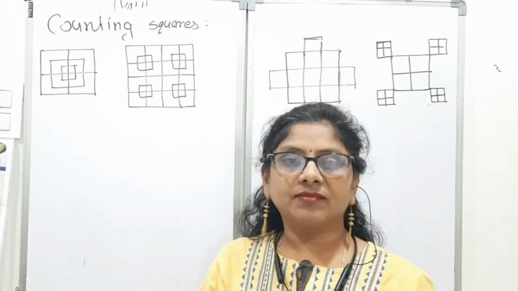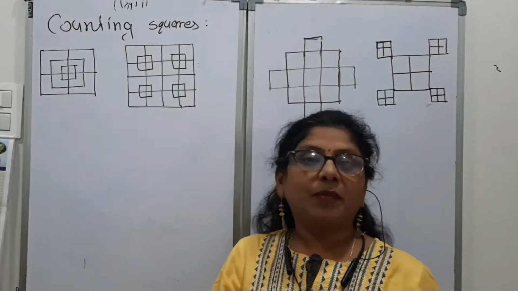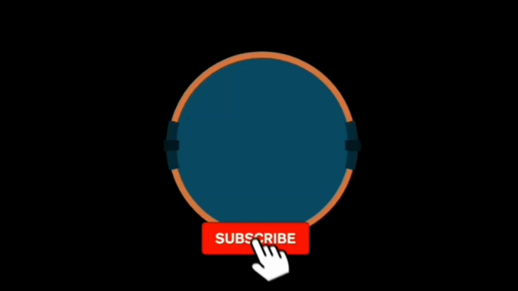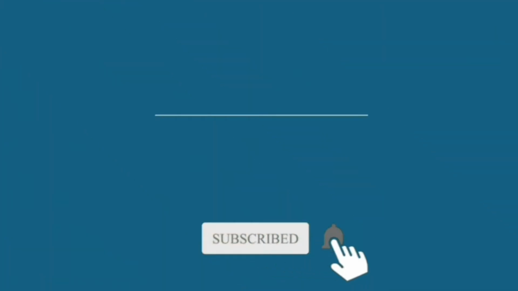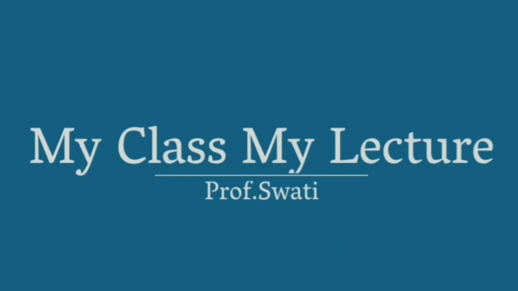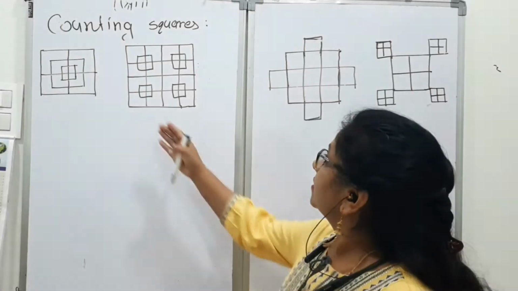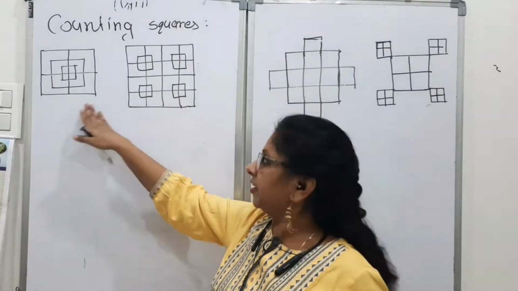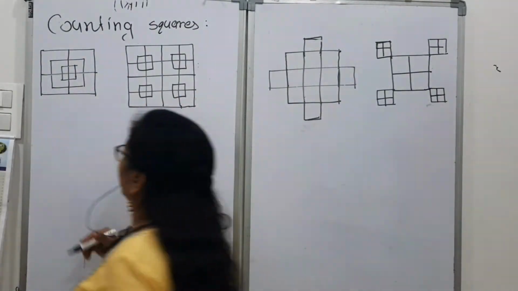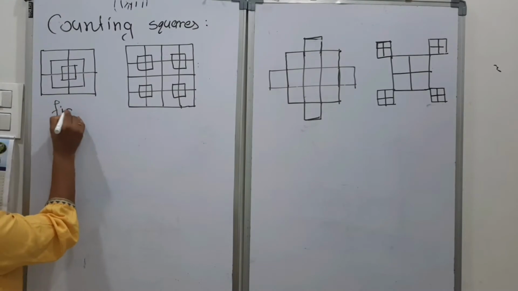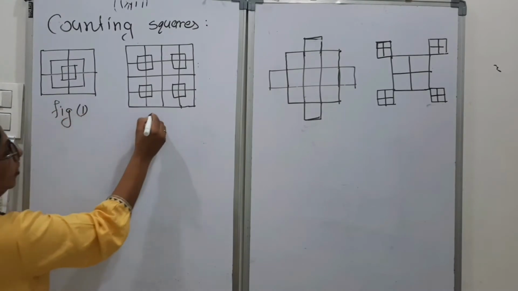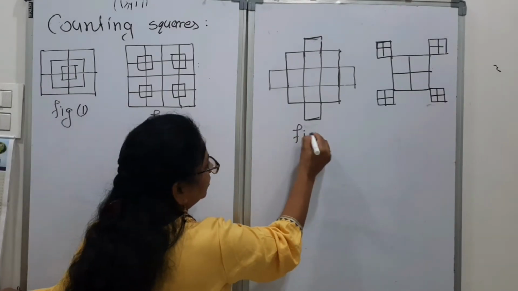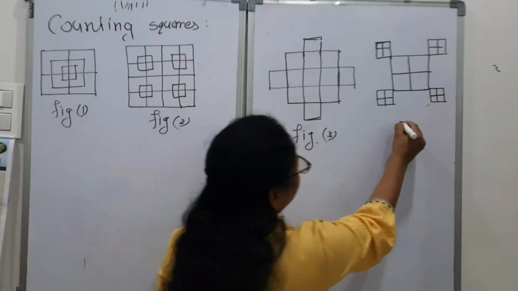Hi everyone. Now it is time to apply whatever we learned in the last videos. Here are some figures. We have to count the number of squares in each figure. So the very first figure is like this. This is figure 1. This is figure 2. This is 3. And this is 4.